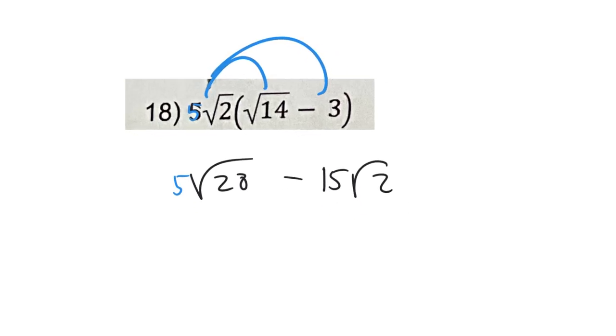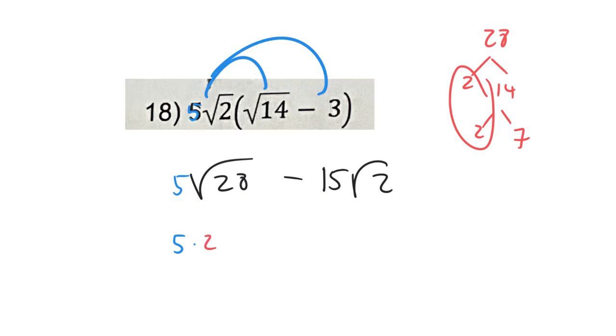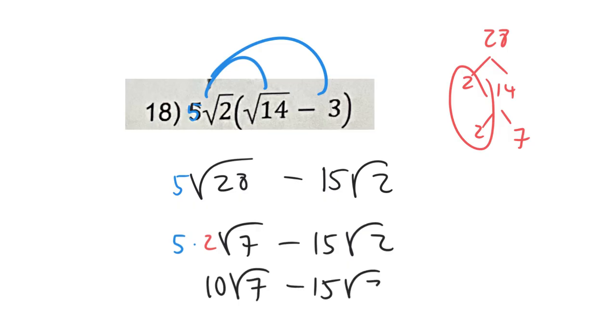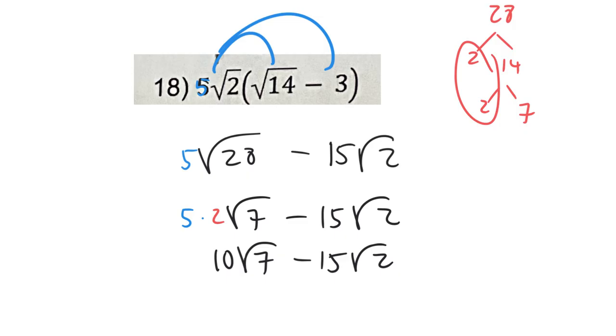And then look at it and ask yourself, can that simplify? Well, yes, that could simplify because 28 is really 2 times 14, which is really 2 times 7. And then we have 5 times 2. And then we have this radical 7 minus 15 radical 2. We have 10 radical 7 minus 15 radical 2. And I think we are good there because that's kind of like 10x minus 15y. There's really nothing you can do with that.